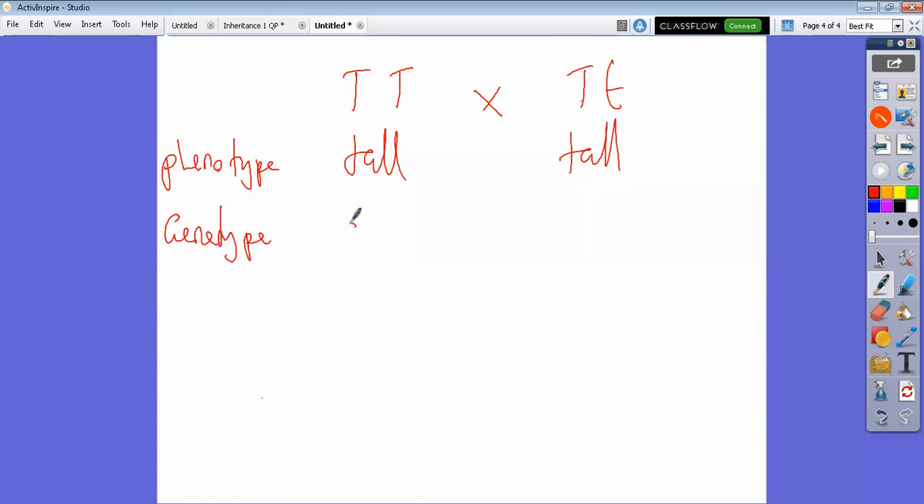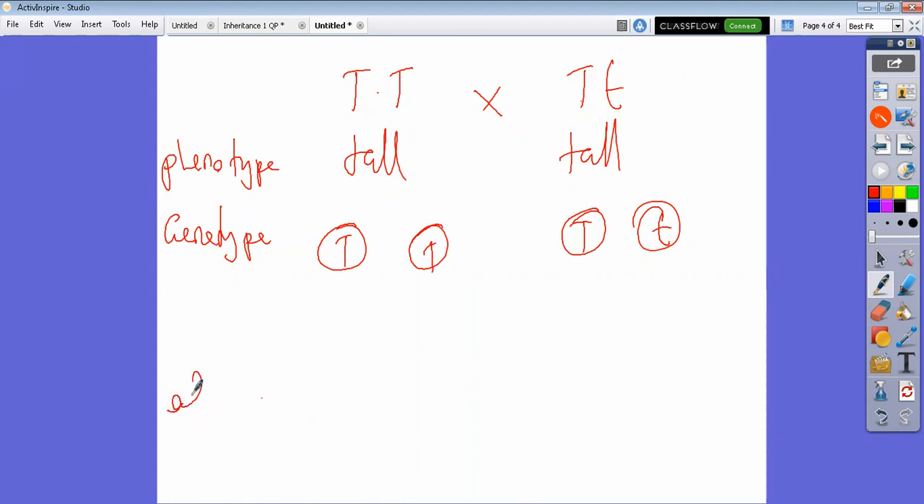What they normally give you in an exam is something like this. The genotype, you are simply splitting this. So there you've got the T here and the T here. Then here you've got a T and a small t. Are we together?